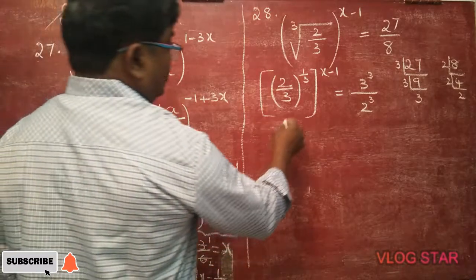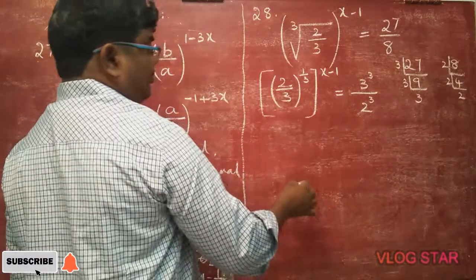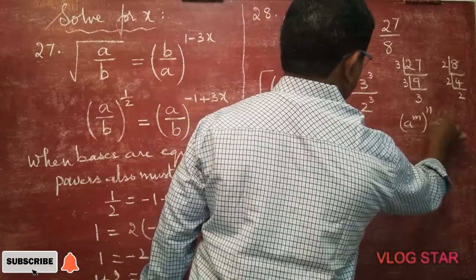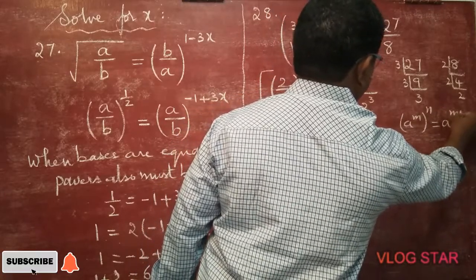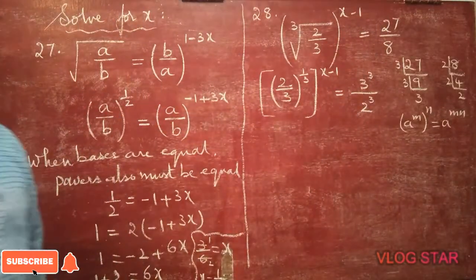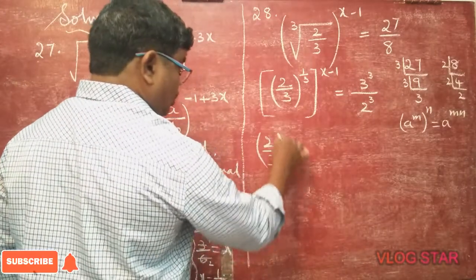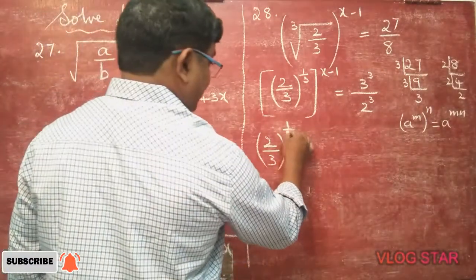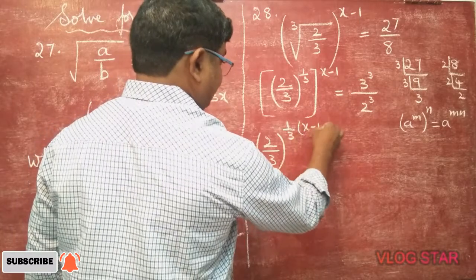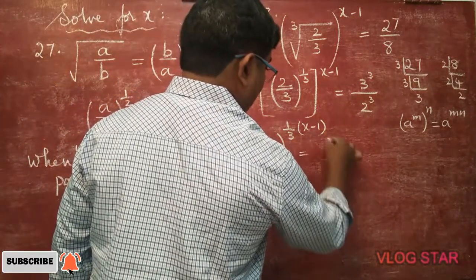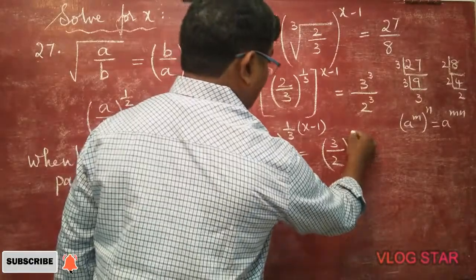Now this is in the form of a power m whole power n is equal to a power mn. Mn means m into n. So 2 by 3 whole to the power of 1 by 3 into x minus 1 is equal to 3 by 2 whole cube.